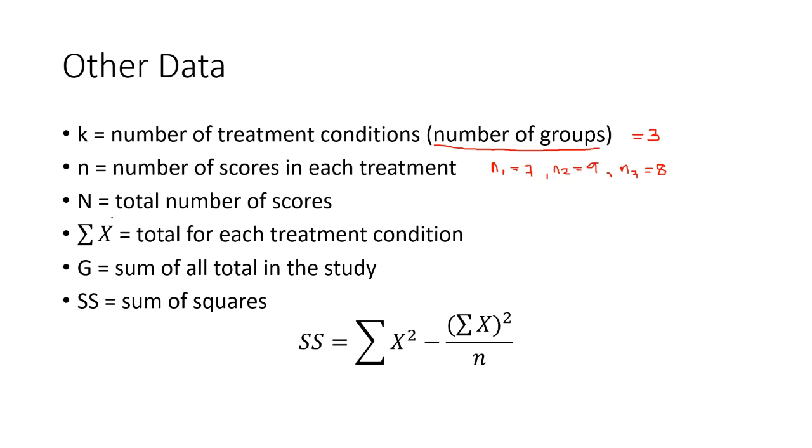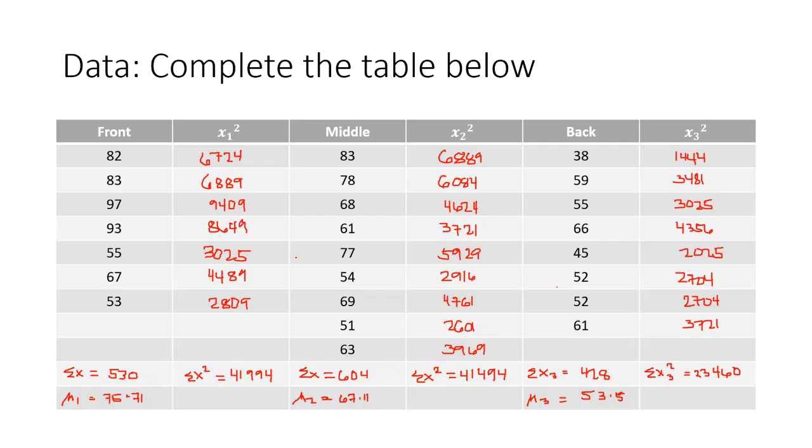Now capital letter N is the total number of scores. So meaning to say we have to total all of this together. So that is our capital letter N, and that is equivalent to 24 samples. Summation of X, we have here different summations of our x's: 530, 604, and 428.